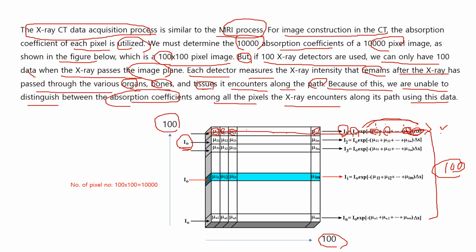So we have just 100 data for one scan of X-ray through the image plane, but we have to determine the 10,000 absorption coefficients of pixels. So the data is not sufficient to figure out the absorption coefficient of all pixels.